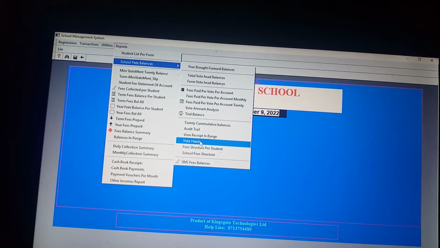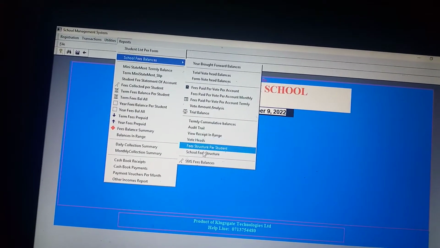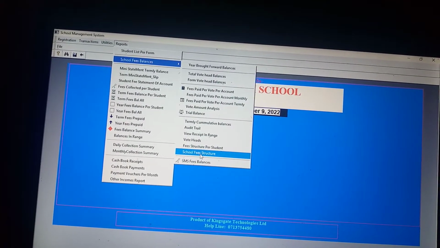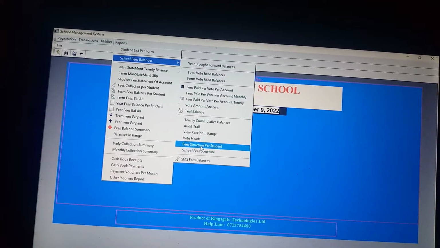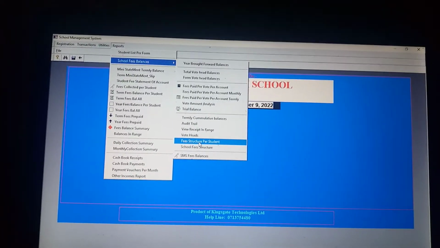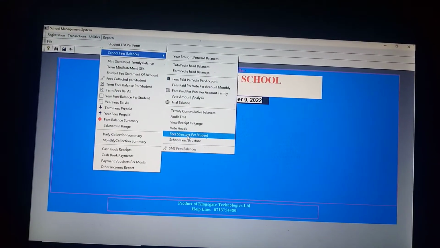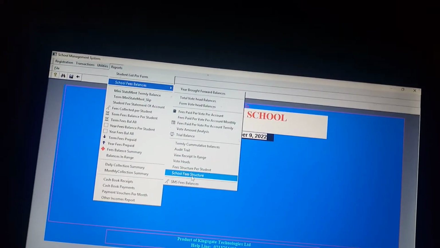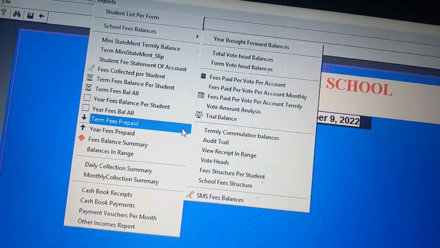We have a report on vote heads, all the vote heads that have been registered. We have the fee structure. We can print the report of the fee structure and how it looks. This is fee structure per student. When you're sending them home during the holiday, they can go with the fee structure so that the parent is prepared on what they expect. We have also the normal fee structure, and it can be printed from there.